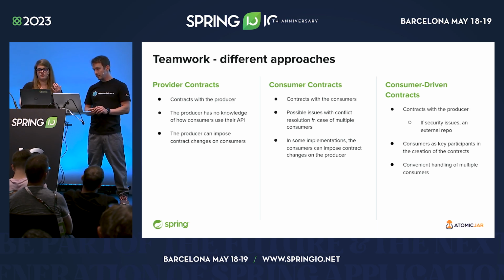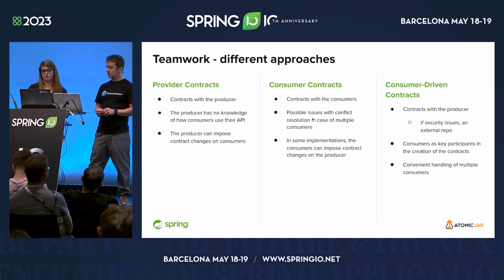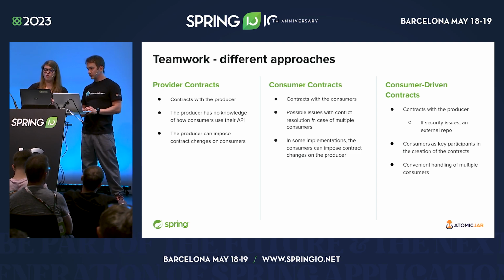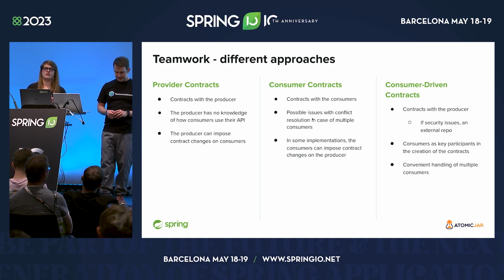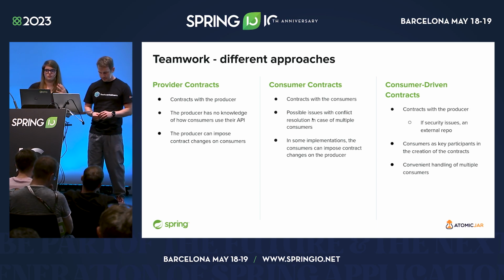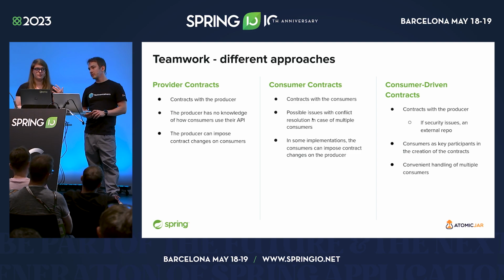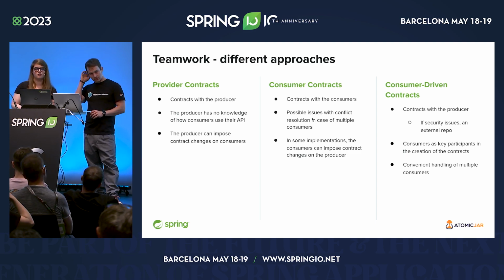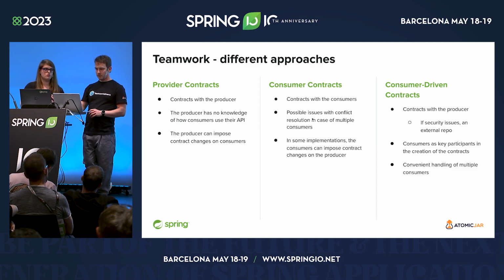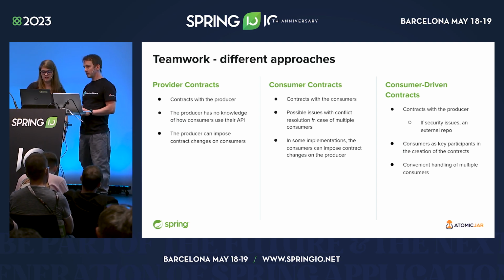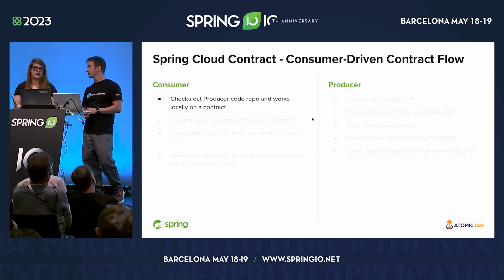And then we have consumer-driven contracts, where you can also have the contracts, as you've said, with the producer, similarly to what we have in provider contracts. Or if there are any security issues and you are not allowed to check out code that other teams are working on, you can just have a separate repository that is only for contracts. But what we expect is for the consumers to be key participants in the process of the creation of the contracts. And it also allows us to easily handle multiple consumers, have knowledge on what multiple consumers are doing and care about this.